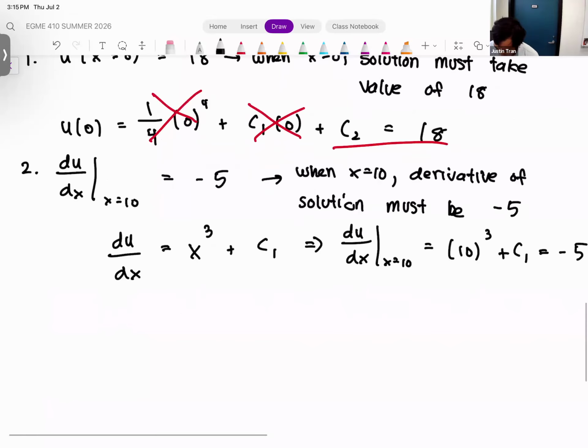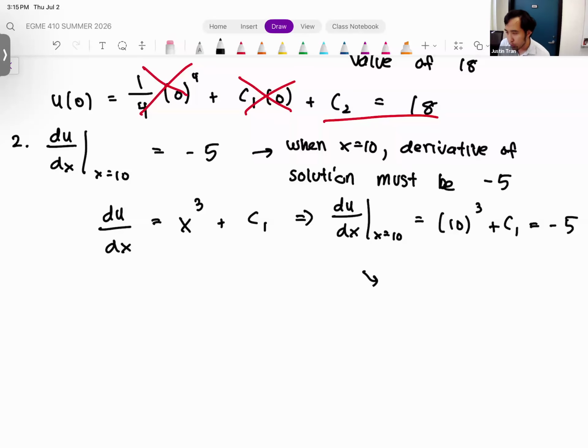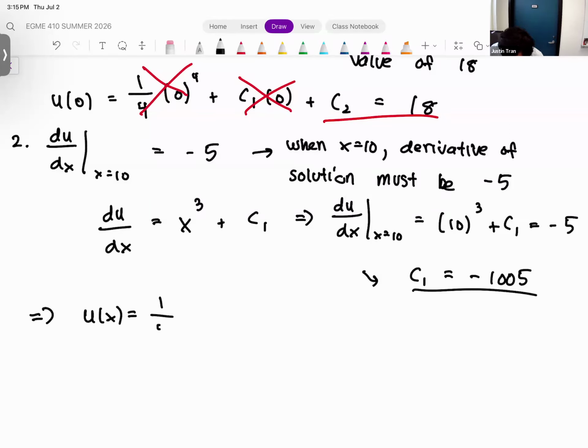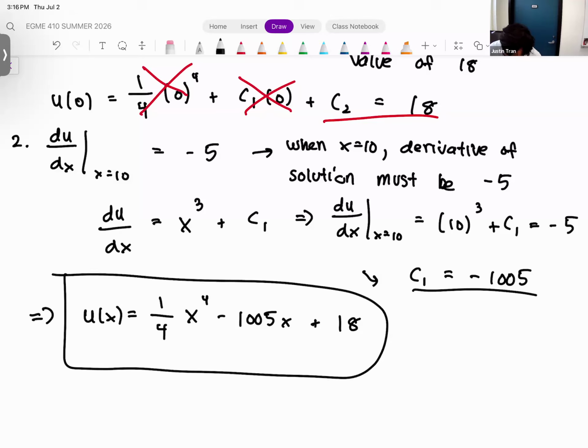All right. And so we just do a little bit of arithmetic. We see that 10 cubed is equal to 1,000, right? So 1,000 plus c1 is equal to -5. We can then solve this expression very easily for c1. C1 is equal to -1,005. Okay, so we plug both those in and we get our complete solution, right? So we plug in for C1. Our u of x is equal to 1/4 x to the fourth minus 1,005 times x plus 18. So this right here is our complete solution.